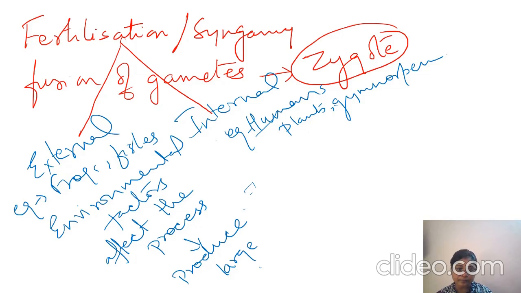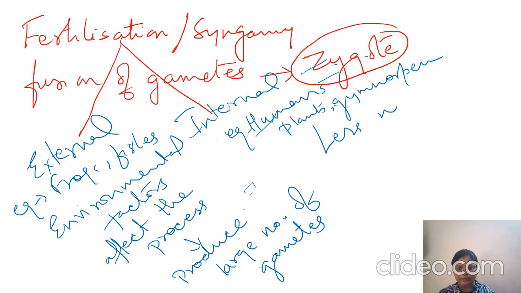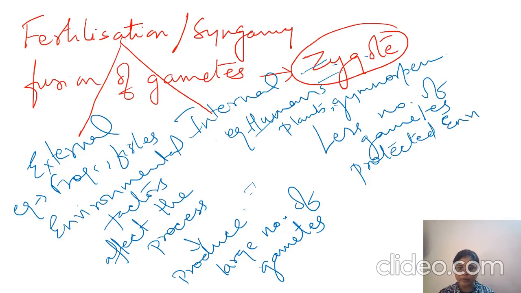Number of gametes. So this is the thing: they produce a large number of gametes, whereas in internal fertilization they don't produce a large number of gametes, they produce a lesser number. They give a protected environment.